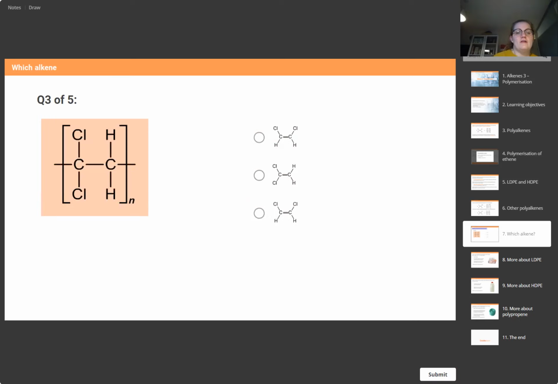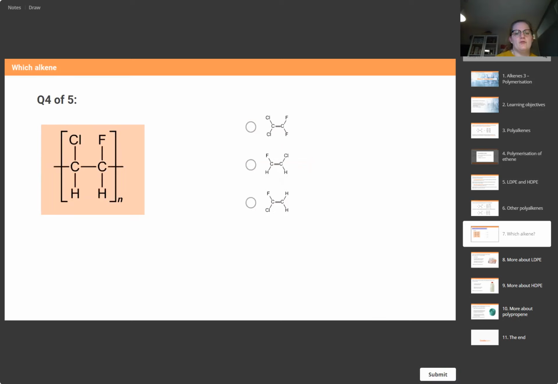We've got two chlorines on different sides of where there would have been a double bond. So it can't be this one because they're on the same side of the double bond. It can't be this one because, again, they're on the same side of the double bond, and it is exactly the same as the top one. So it has to be this one because they're on different sides of that double bond.